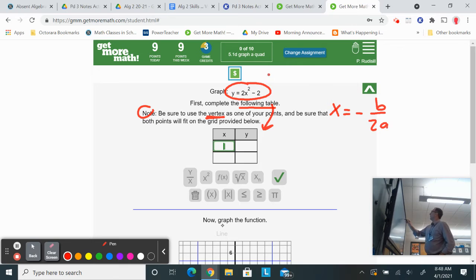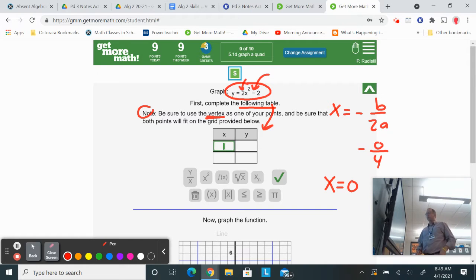I'm going to take the b, and there is no b, so actually it's a 0, so 0 goes in for b. 2 is the a, so 2 times 2 is 4. Now 0 divided by 4 is 0, and the opposite of 0 is 0. So my x equals 0 is my axis of symmetry. So the y-axis, where x is always 0, is going to be the axis of symmetry for this quadratic.